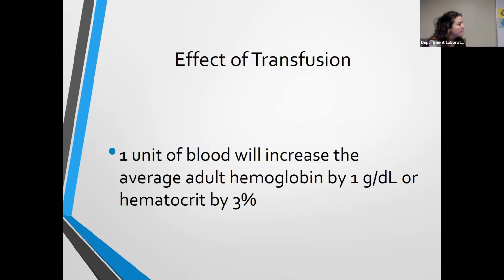You remember we talked about this in a previous lecture: 1 unit of blood will increase your patient's hemoglobin by 1 gram per deciliter. It will increase the hematocrit by 3%. That should be the outcome of receiving 1 unit of red cells.